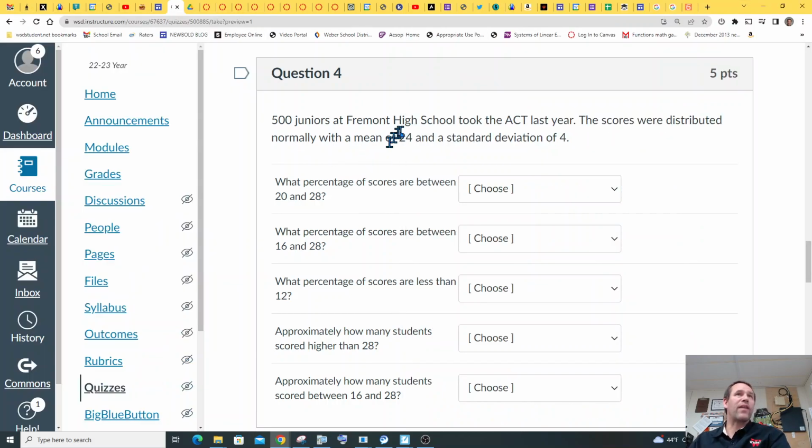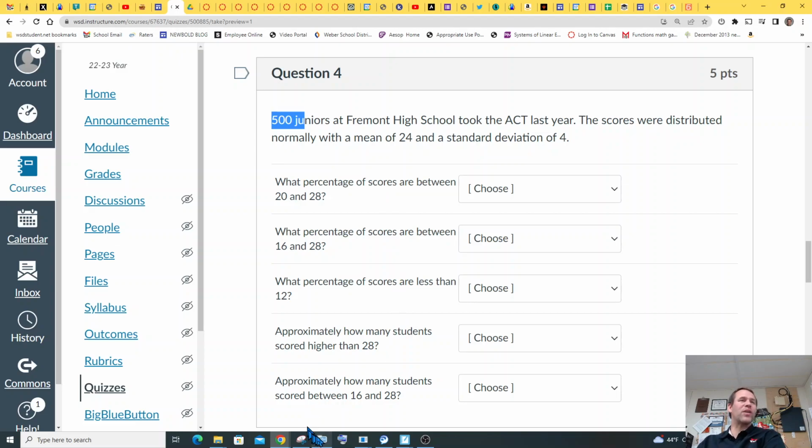Okay, let's just jump right into the homework problems. We have a mean of 24 and a standard deviation of 4 is what they give us. And then your sample size n, 500, is big enough that we can do this. What percentage of scores on the ACT last year were between 20 and 28? Were you one of those people that got an ACT score between 20 and 28?